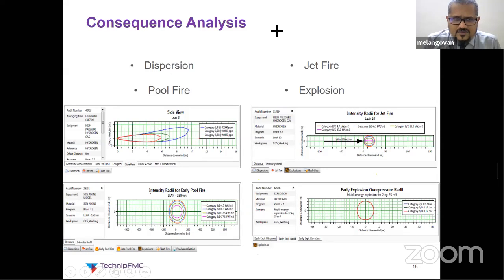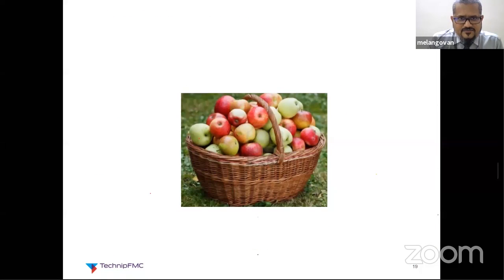This consequence analysis will help you to plan your plant emergency system as well as community emergency response systems. For example, if your consequence says the distances for this dispersion, pool fire, jet fire, and explosion are all within my plant boundary, that means any effect is not traveling beyond the plant boundary. So we need to develop the plant emergency response plan accordingly. If it is going beyond the boundary, we need to look into the community emergency responses. With this, we are moving to the next concept.